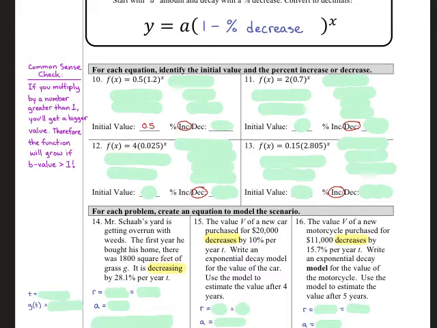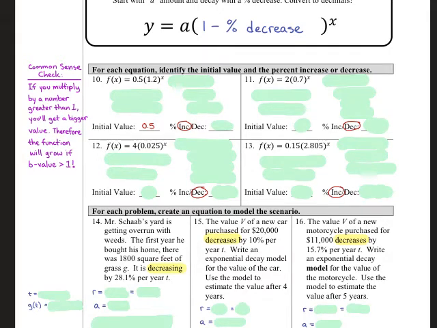The next, finding the percent increase or decrease, is a little bit more tricky, but the first part is really easy. You look at this number here, your growth factor. If it's larger than 1, it's a growth equation. If it's smaller than 1, it's a decay function, and therefore it would be a percent decrease. But because that's 1.2, it's larger than 1, this is going to be an increase. This function is going to grow.